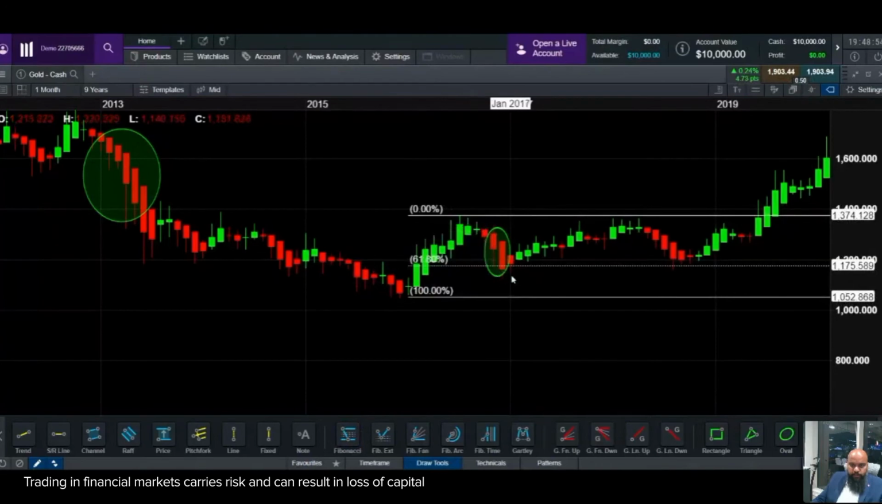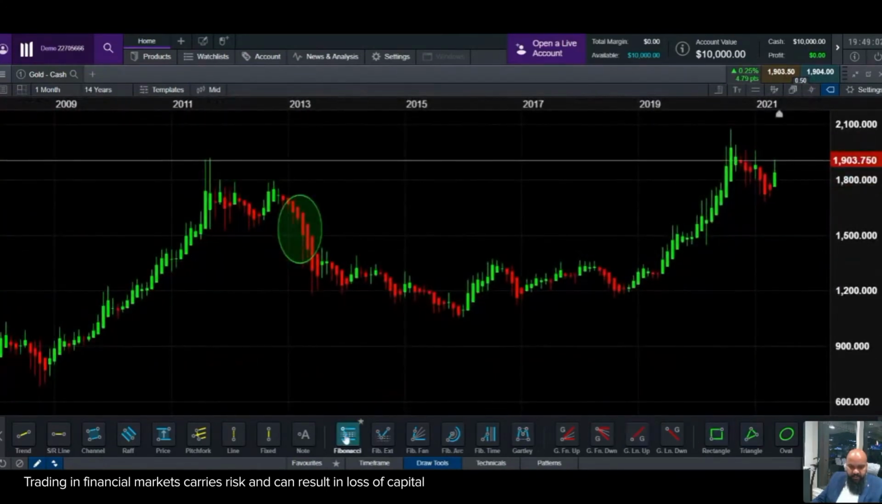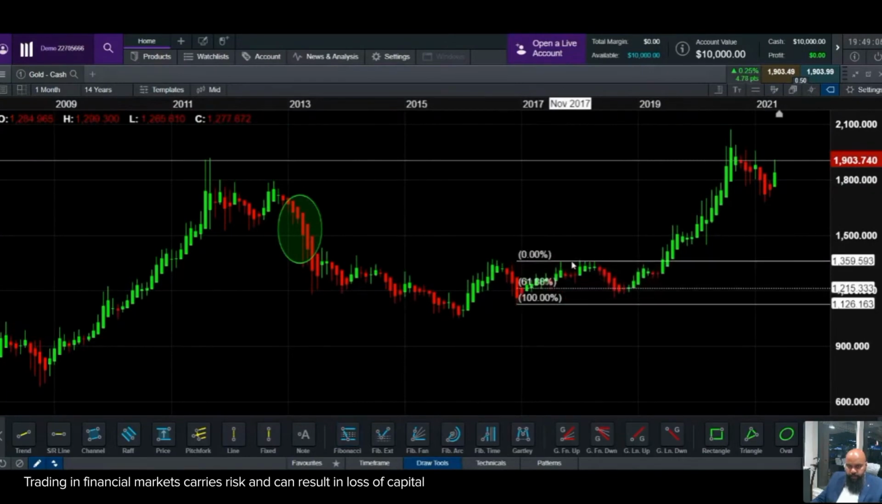Okay, and I see there's a good entry point over here. So this also came down till 61.8, and it keeps going. So you can keep measuring every rise. Let's look at this one. This one came much more below 61.8.